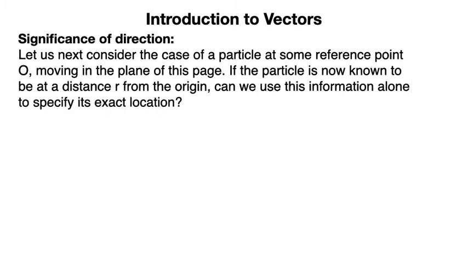Let's assume a case where we have a particle at some reference point, call it O. It is moving in the plane of the paper. The particle is now known to be at a distance r from the original point O. With this information, is it possible to find the final position of the particle? Remember, the information is particle was at O, now it is at a distance r. The answer is a big no.